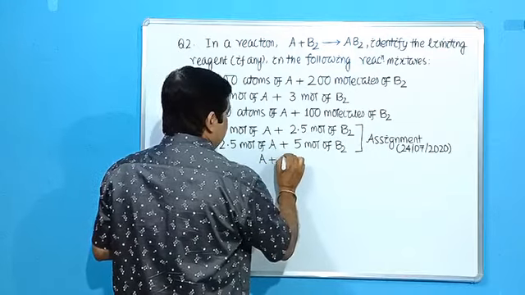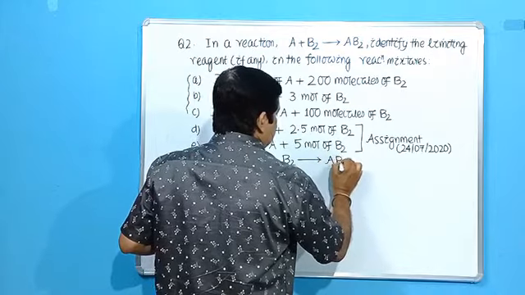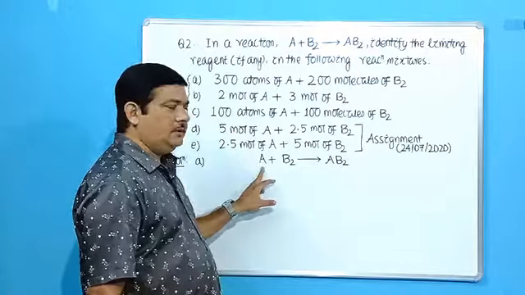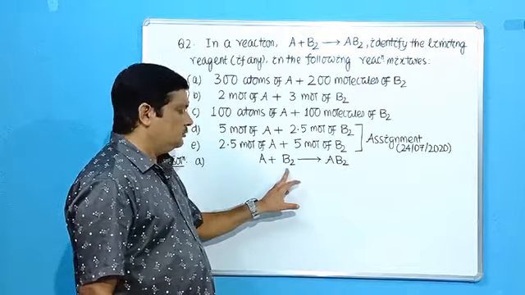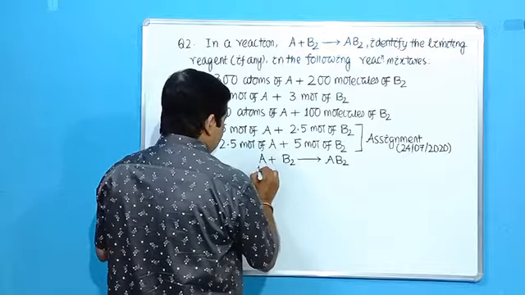Now A plus B2 gives rise to AB2. That means this reaction is already balanced. 1 atom of A, 1 atom of A. 2 atoms of B, 2 atoms of B. So what will be the ratio?